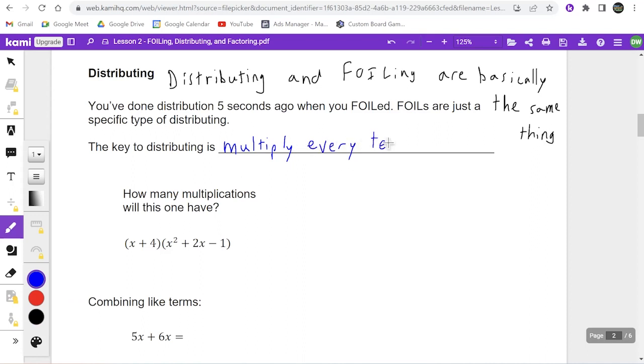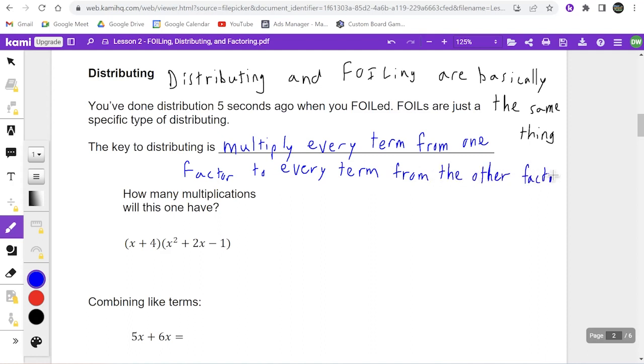The key to distributing is we want to multiply every term from one factor to every term from the other factor. And we'll see what I'm talking about in this example below.